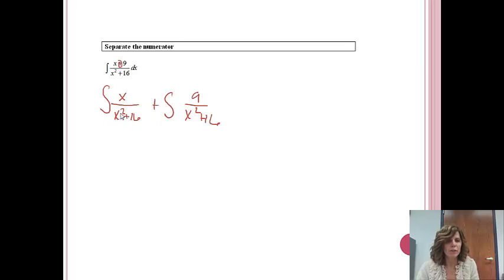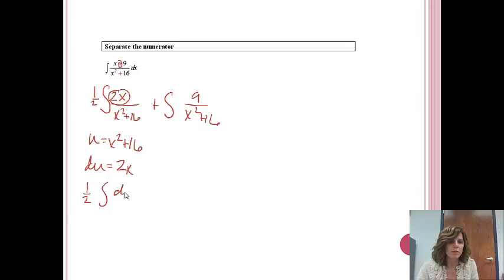In this first one, I notice that I can do a u substitution, so I'm going to let u equal x squared plus 16, and then du will equal 2x, and I do notice that I have x, but I need a 2, so I'll put a 1/2 on the outside, so I have 1/2, and then this 2x turned into du, and the x squared plus 16 is u. And if you recall, the integral of du over u is natural log, so this will be natural log of u.